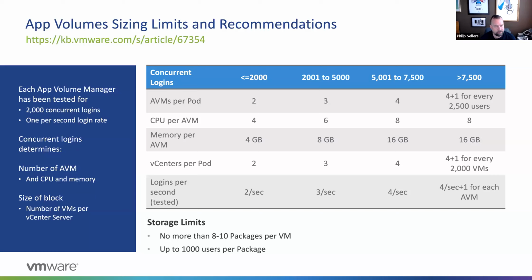Now, vCenters per pod, this is a concept from Horizon. If pods doesn't sound familiar to you, that's something we can certainly talk more about. But we do want to see some scale out per pod based on this architecture as well. Up to 2,000 concurrent logons, you've got two vCenters per pod, and it scales up to a 4+1 for every 2,000. Very similar to what you've got for App Volume Managers, but because vCenter is involved in attaching the VMDKs, it has a dependency on the vCenter to be able to attach the volumes. That's why this sizing is important as well.